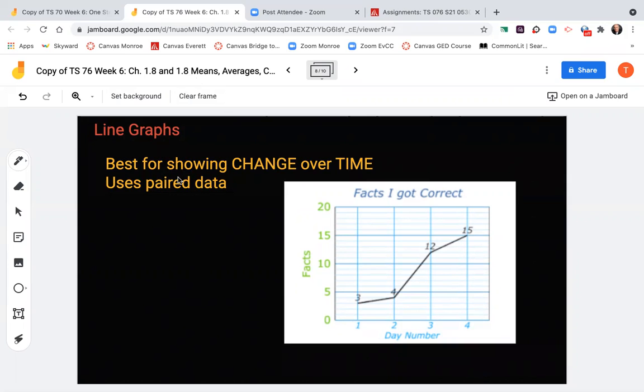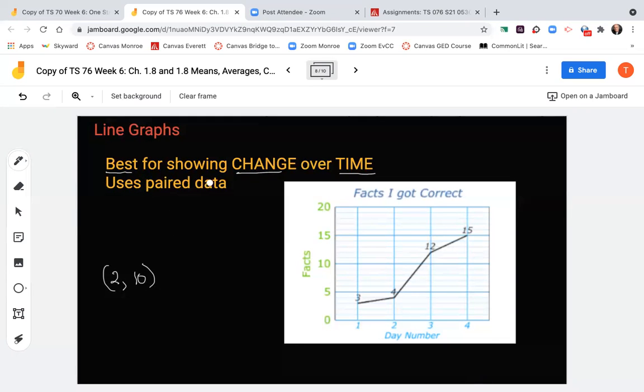So the key concept for line graphs, folks, is understanding that they're best for showing change over time. They also use what's called paired data, like the x and the y axis, 2 over and 10 up. That's what they call paired data, where you have like 2, 10, okay? There's your x-axis and your y-axis. You're pairing your x up with the y.